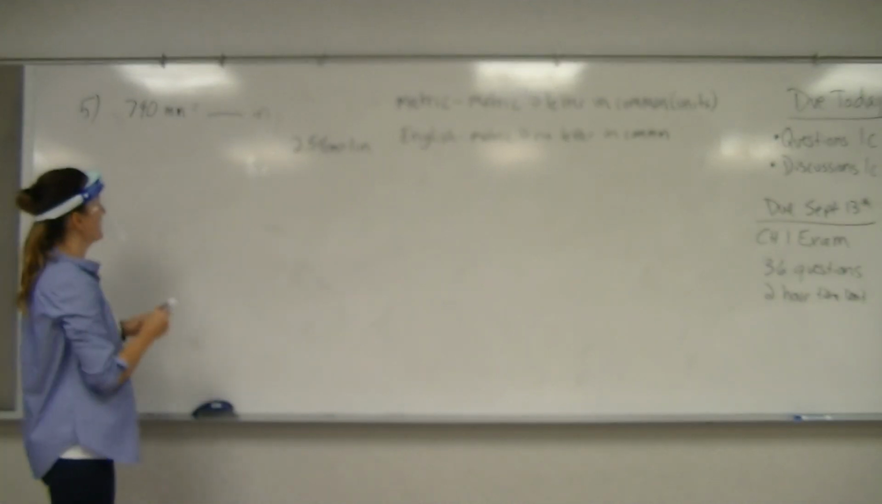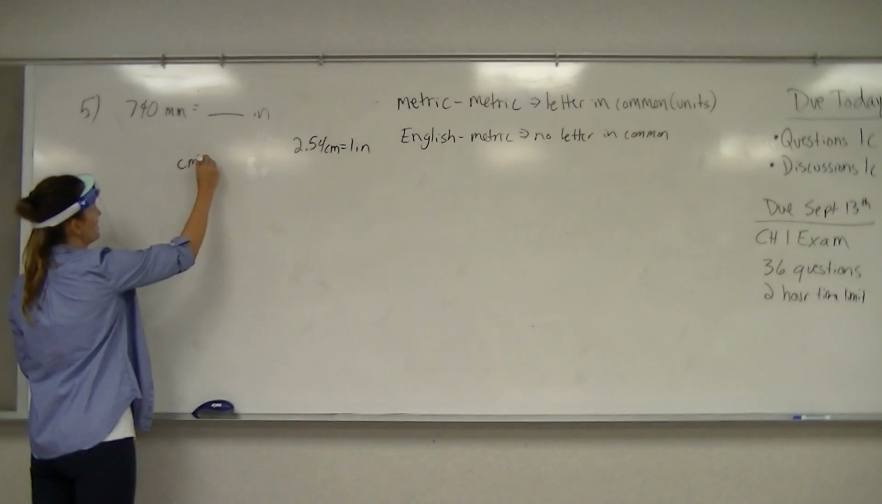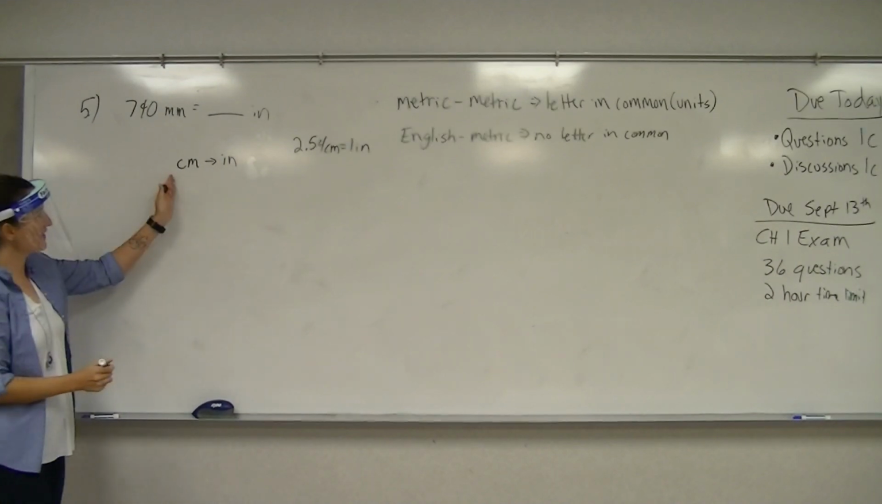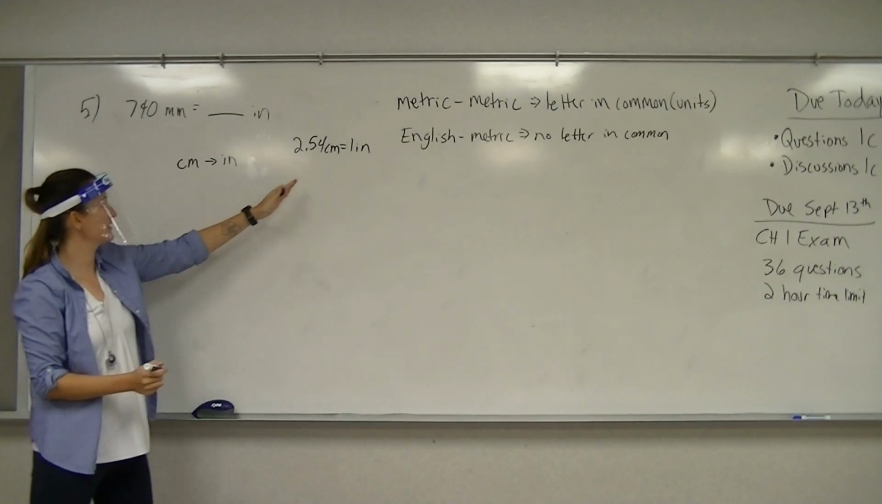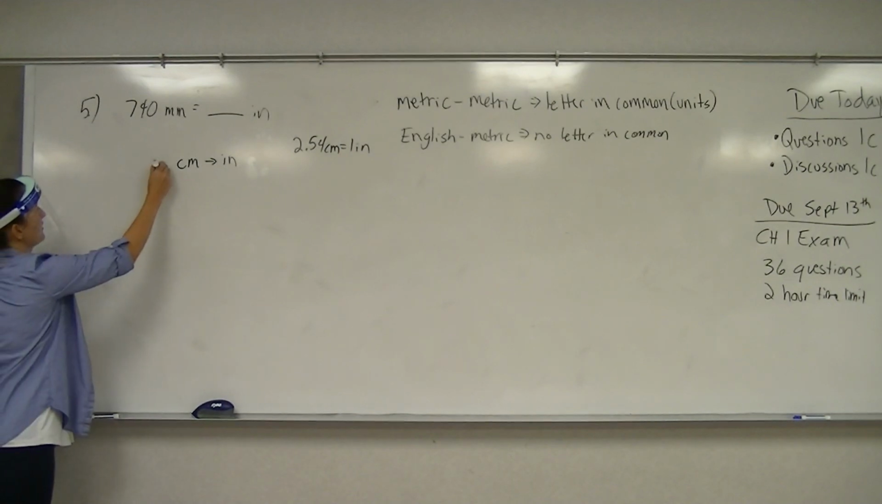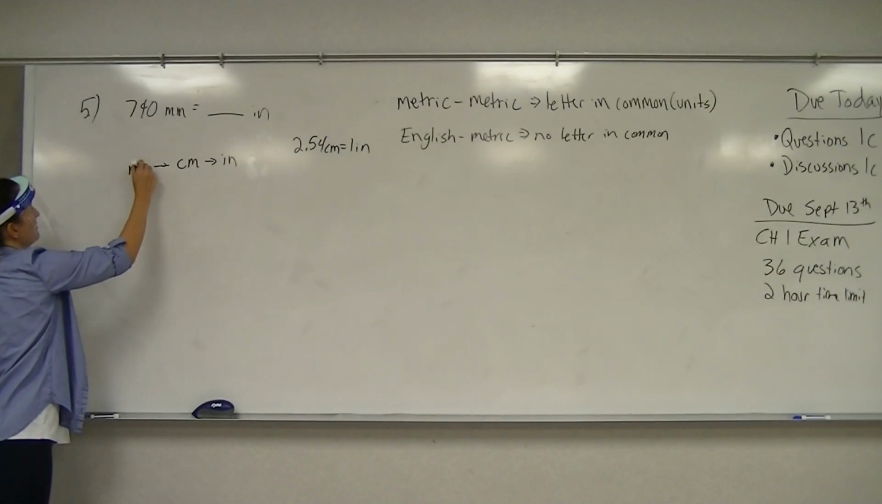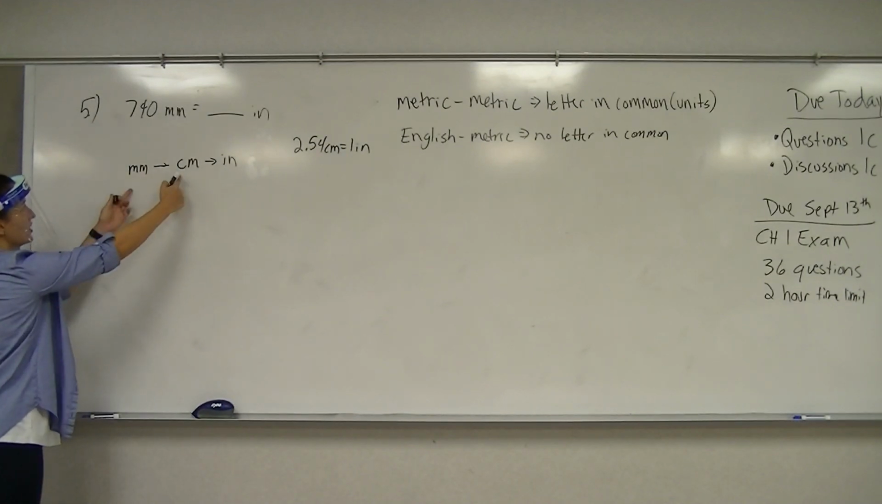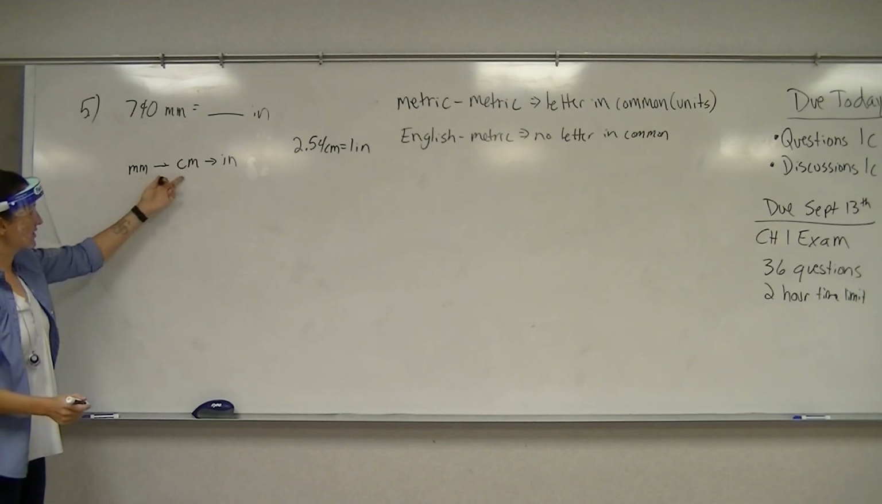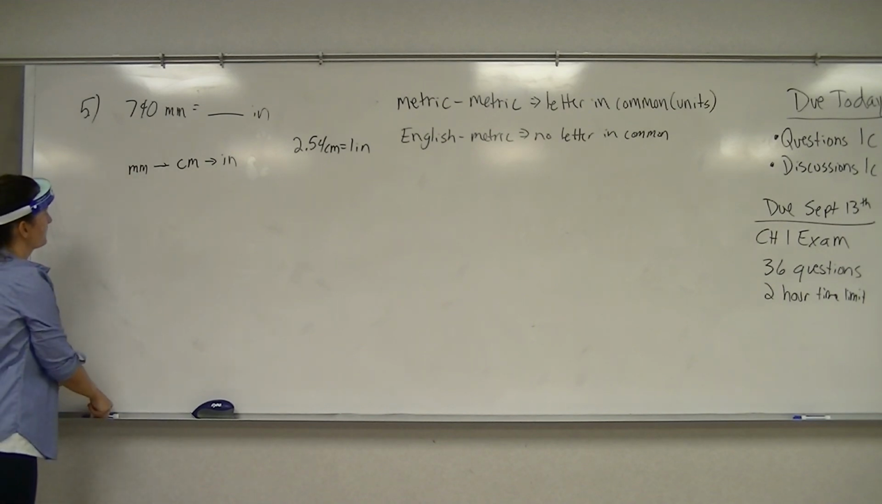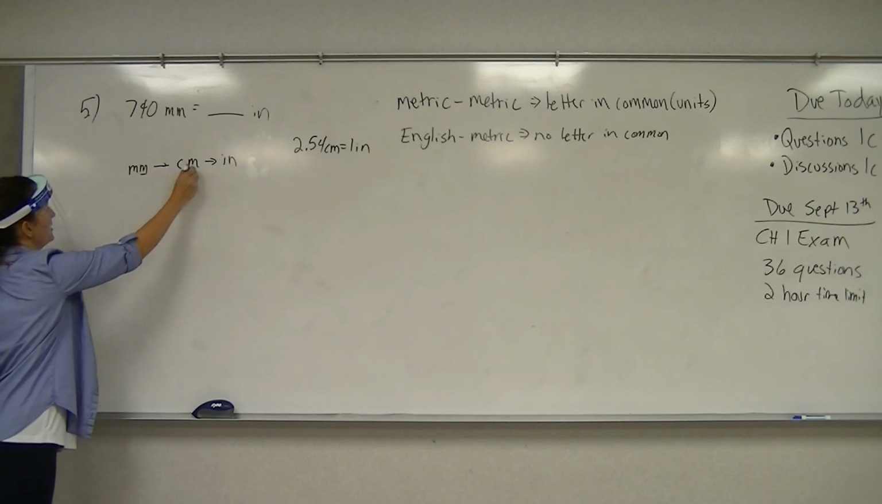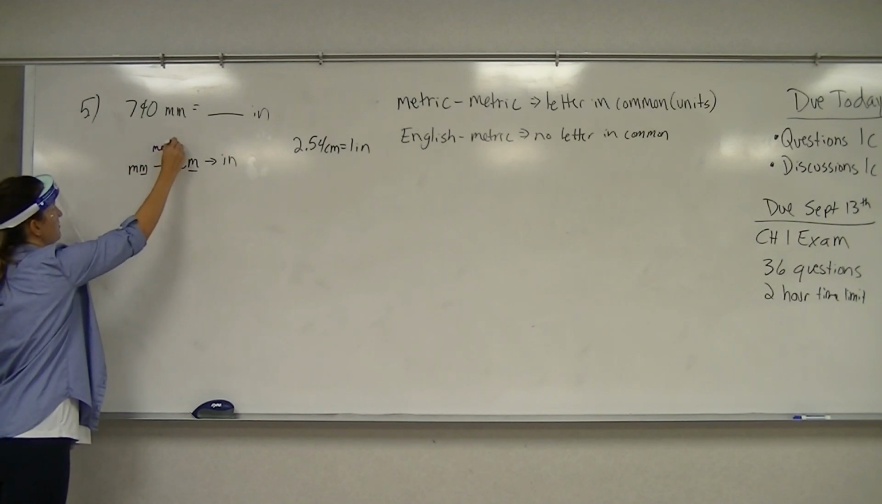Okay, so if I can get from centimeters, I like to write a plan. If I can get from centimeters to inches using this, I can go from millimeters to centimeters. So how do I know I can go from millimeters to centimeters? You have a letter in common. They have that letter in common. This is my metric to metric step.